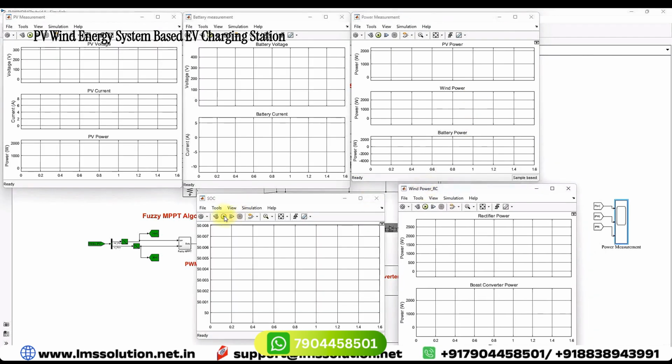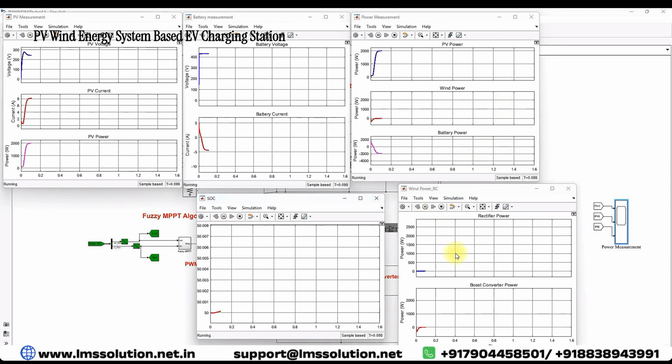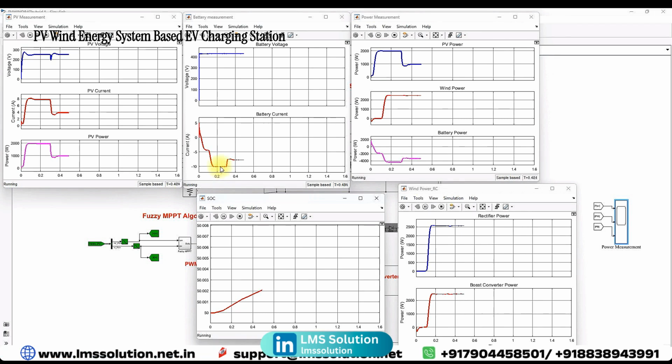Here I am going to simulate this model. Every 0.3 second the irradiation will change. After 1 second, the wind speed changes from 12 meters per second to 10.8 meters per second. Here you can see that for 1000 watts per meter square, the PV power is 2000. For 12 meters per second, the boost converter power is around 2500. The charging current will be around minus 10 amps, and the battery charging power is around 4000 watts during 1000 watts per meter square and 12 meters per second.